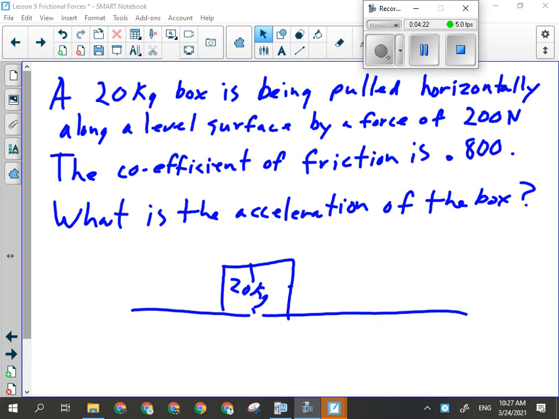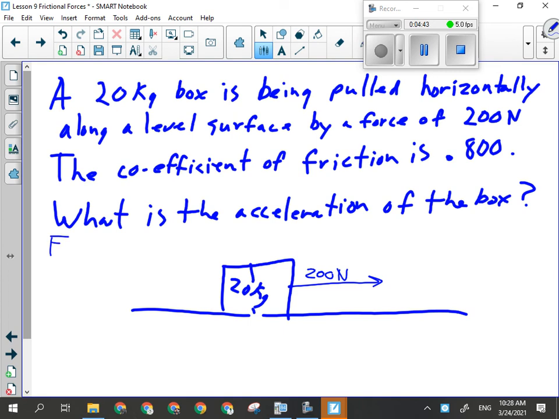So on this one here, we have the 20-kilogram box being pulled horizontally by a force of 200 newtons. So we know we've got this, 200 newtons. We know the coefficient of friction is 0.8, so this is high friction. That's a very high coefficient of friction. We're looking for the acceleration of the box.